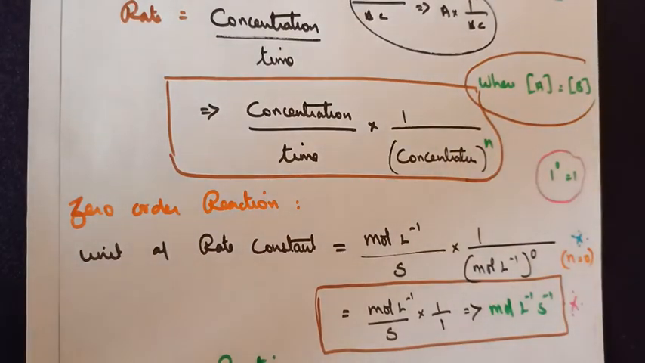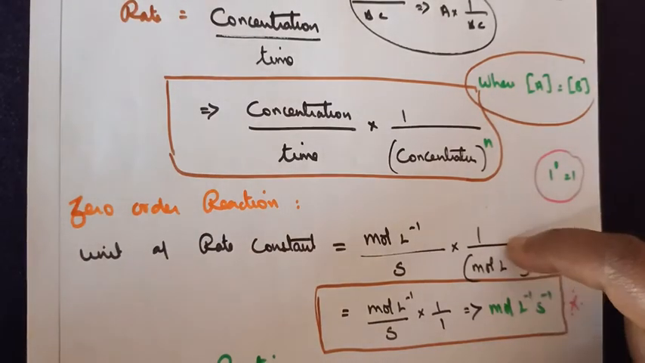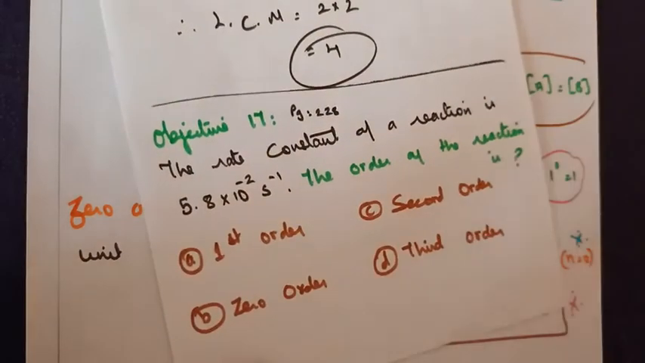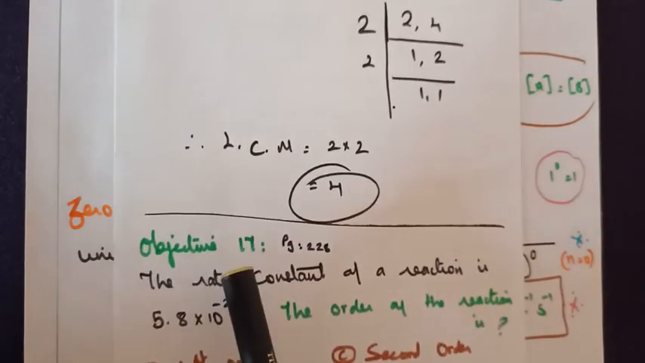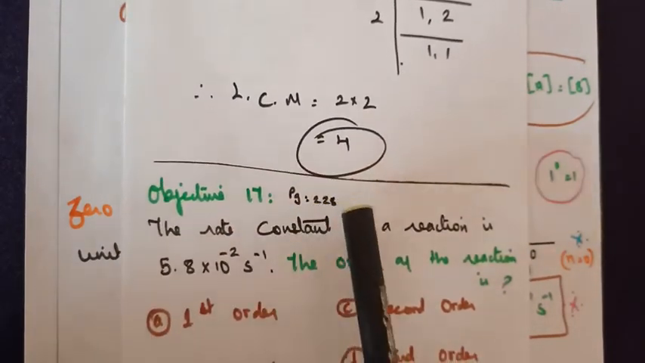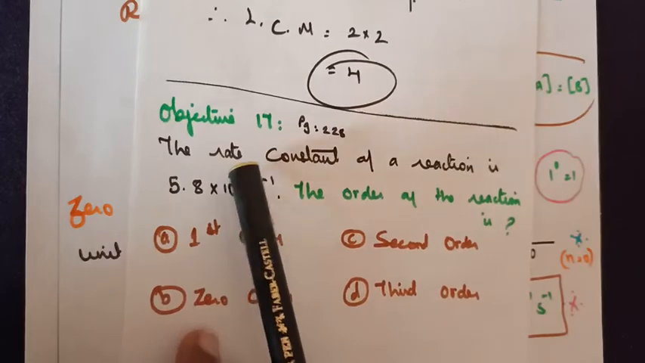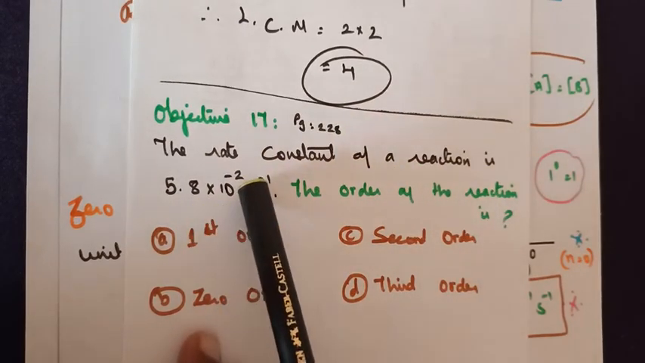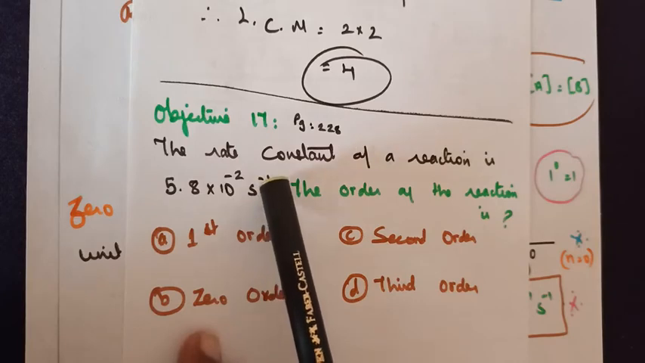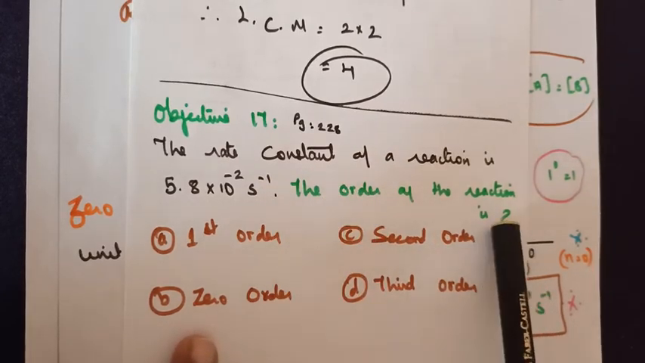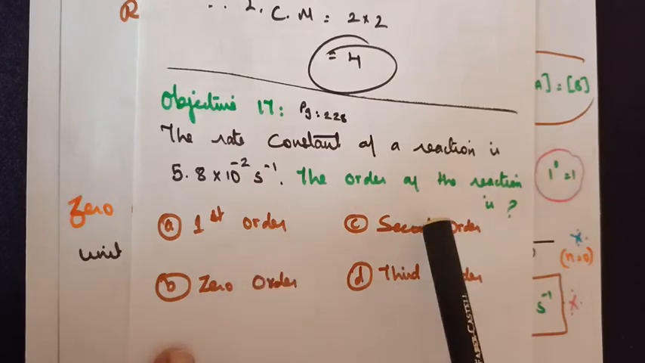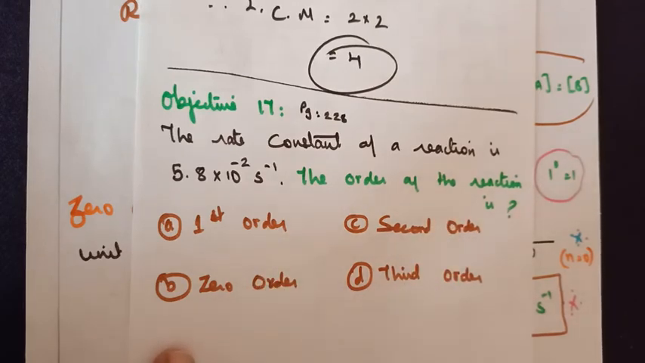Now, what's the purpose of teaching this particular concept, though it's not given in the textbook? You have a question taken from objective 17 from page number 228. The rate constant of a reaction is 5.8 into 10 to the power minus 2 second inverse. The order of the reaction is, they have given you the 4 choices: first order, second order, zero order and third order.